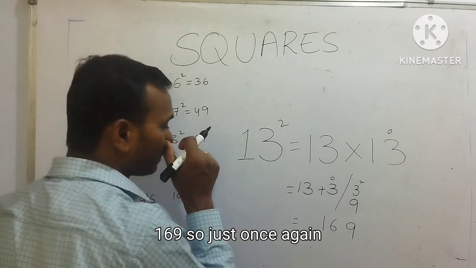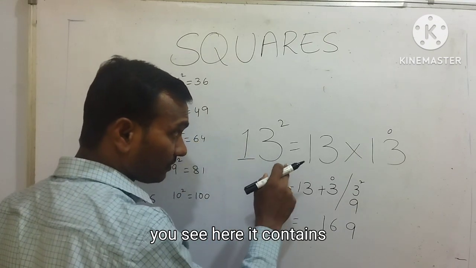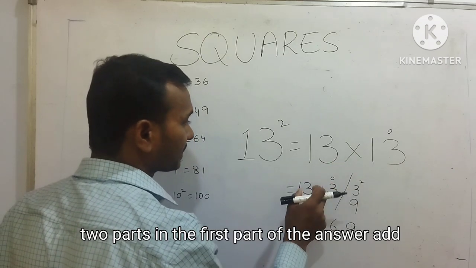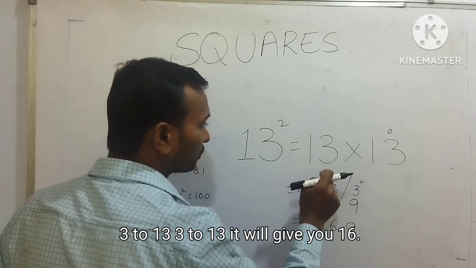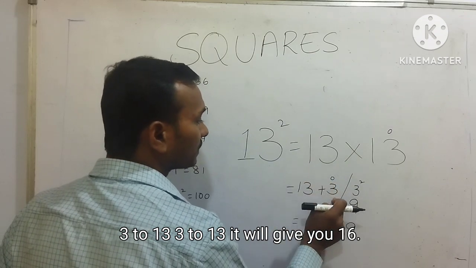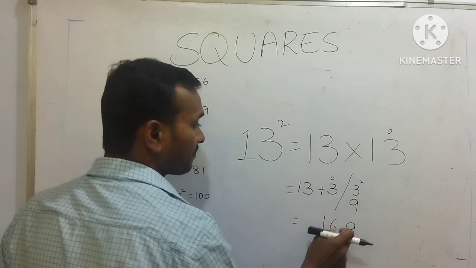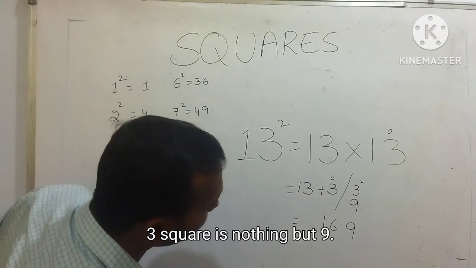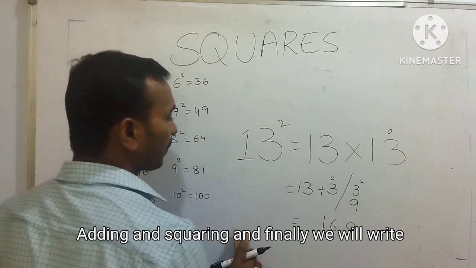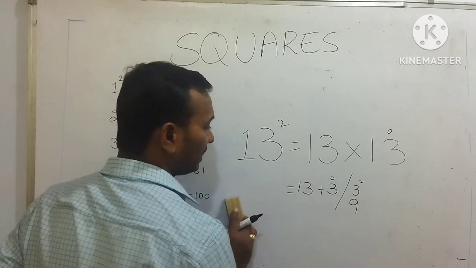So just once again you see here, it contains two parts. In the first part of the answer, add 3 to 13. It will give you 16. 3 square is nothing but 9. Adding and squaring, and finally we will write the answer.